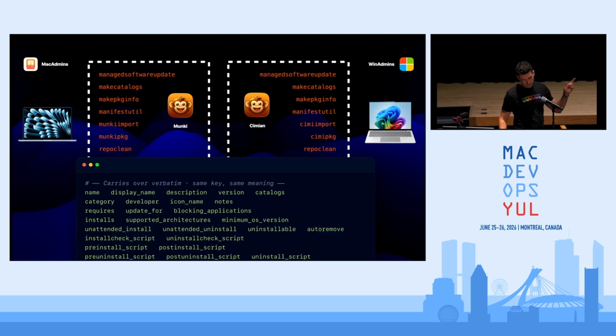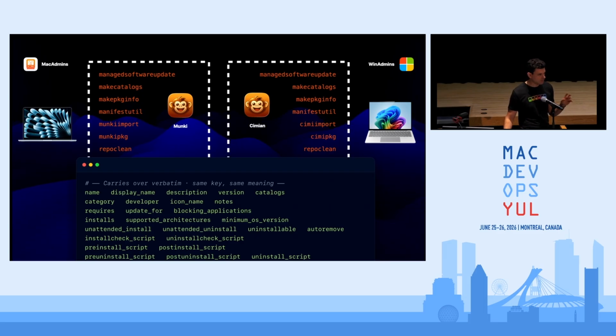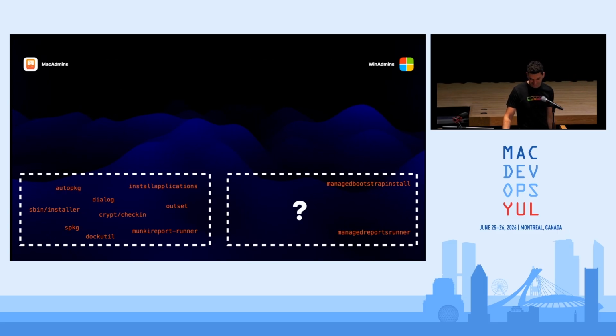And I carried all the keys, so they're all the same from Monkey. So requires, update for, all the pre-install scripts, uninstall scripts, the checks, version, catalog, everything's the same. It's the same keys. Blocking applications, you can also do that. You can set an array of blocking applications, things like that. By the way, I talked to Greg Nigo, and he's fine with this. So I got the approval from him.